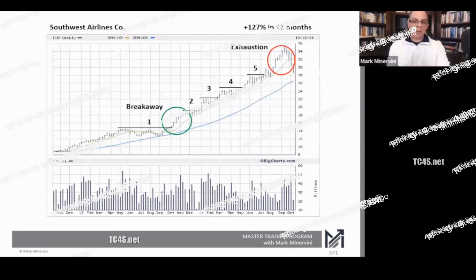Let me show you this example. This was Southwest Airlines. See, when you first turn into the stage 2, this first move here, it accelerates, but it's a breakaway move. You're in the early stage bases. Now you go 1, 2, 3, 4, 5 off of the 5th stage base. Now you're in an exhaustion. Now it's come a long way. It's come off a number of bases, and now you're looking for the sell signals.